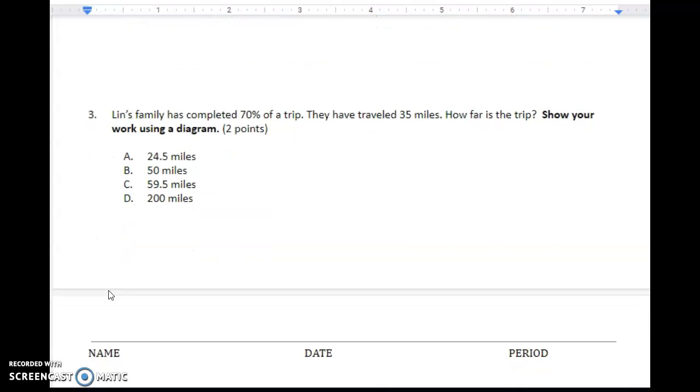Question 3. Lynn's family has completed 70% of a trip. They have traveled 35 miles. How far is the trip? Show your work using a diagram. A. 24.5 miles. B. 50 miles. C. 59.5 miles. D. 200 miles.